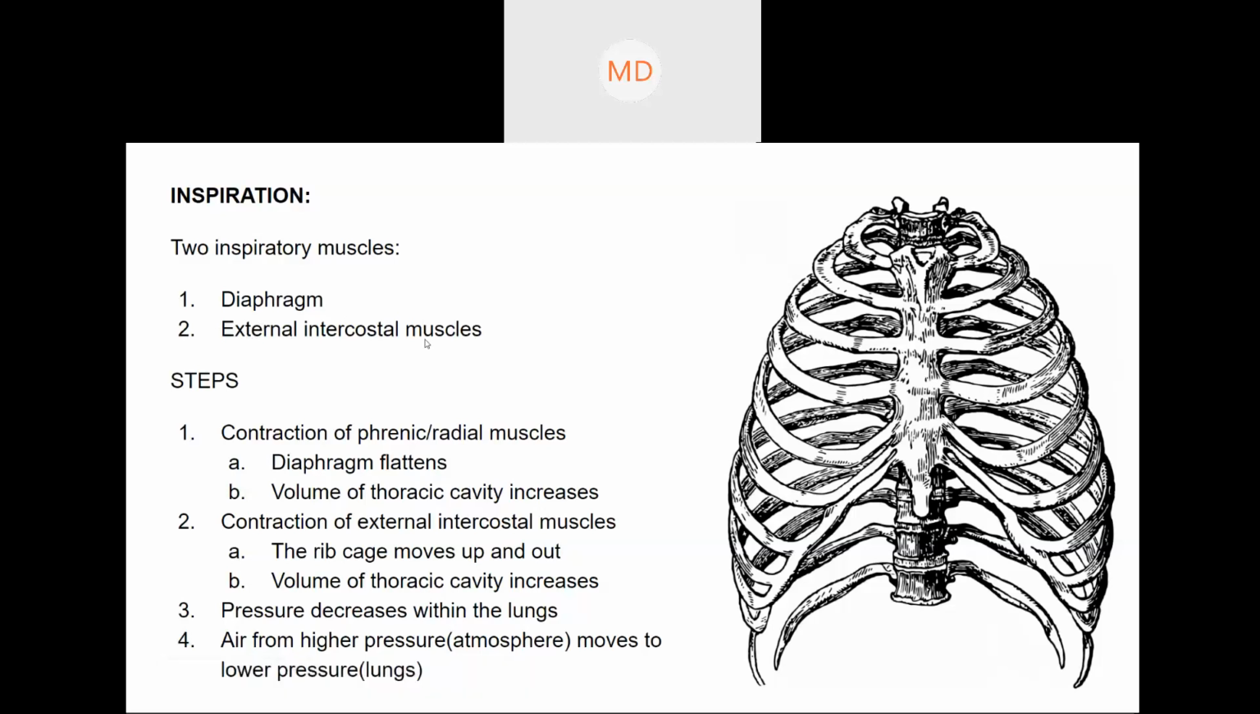So where are the external intercostal muscles found? External intercostal muscles are found in between the ribs. So these are two ribs, say this one rib, second rib, right? In between the ribs there will be the external intercostal muscles. If there are 12 pairs of ribs, there will be 11 pairs of external intercostal muscles.